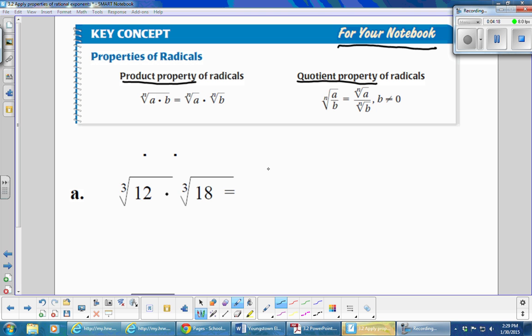So let's do a couple practice problems of what you see here. Down below, letter A, we have an example: the cube root of 12 times the cube root of 18. According to the product rule, I'm allowed to take these two separate things and put them together as one. So we're actually going this direction, if you want to think about it.